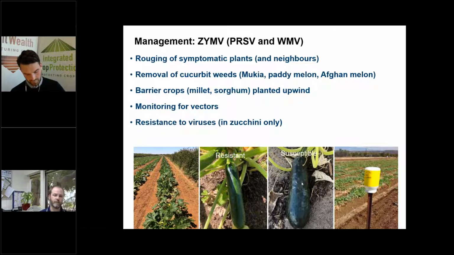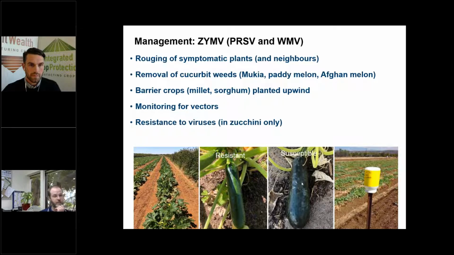These ones had fewer symptoms, and where they did have symptoms, they were milder, and where we measured the amount of virus in them, there was a huge reduction in virus amount, which meant that they would also be less likely to spread to other plants in the field.